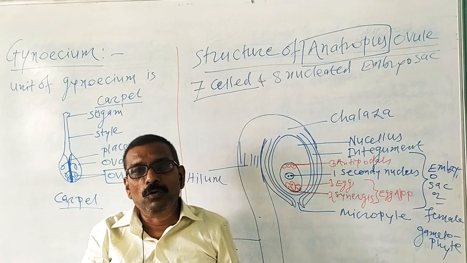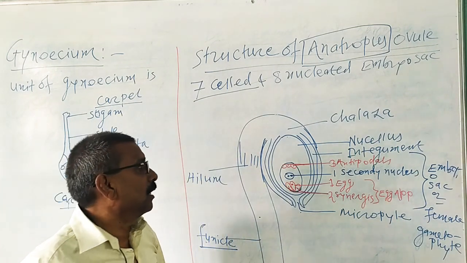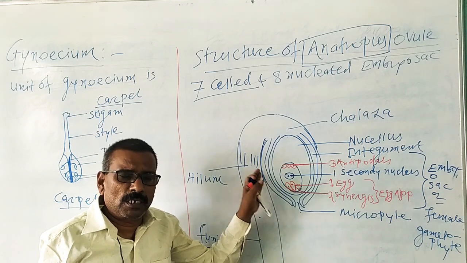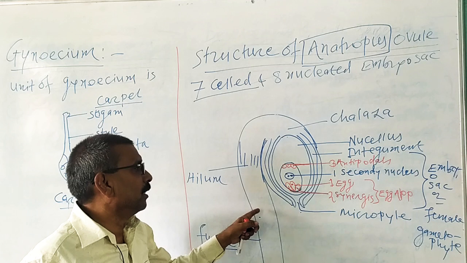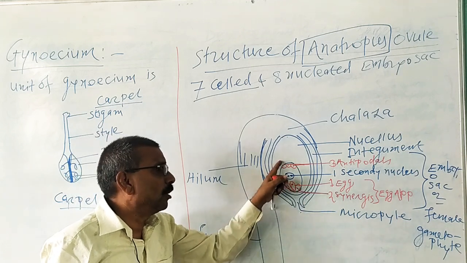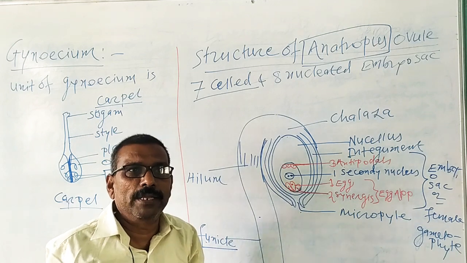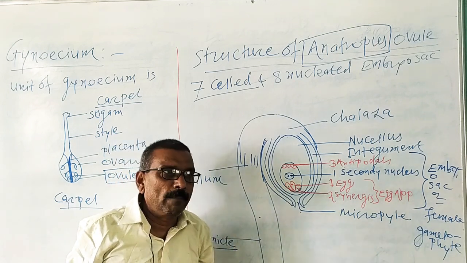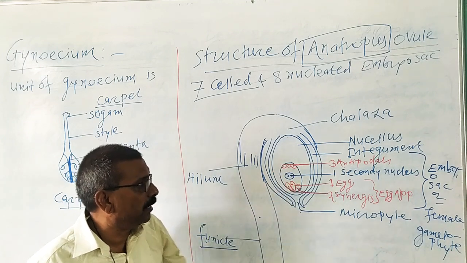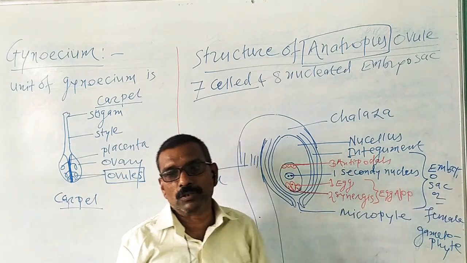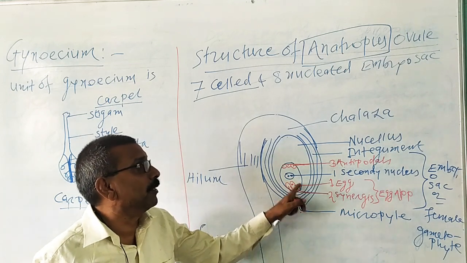Now this is about gynoecium, a female reproductive organ, and the structure of anatropous ovule. In the next period we are going to study about the development of this female gametophyte. Keep it in mind, a female gametophyte of flowering plant, that is angiospermic plant, is 7-celled and 8-nucleated. It is also known as an embryo sac. In the next period we are going to study development of this embryo sac.